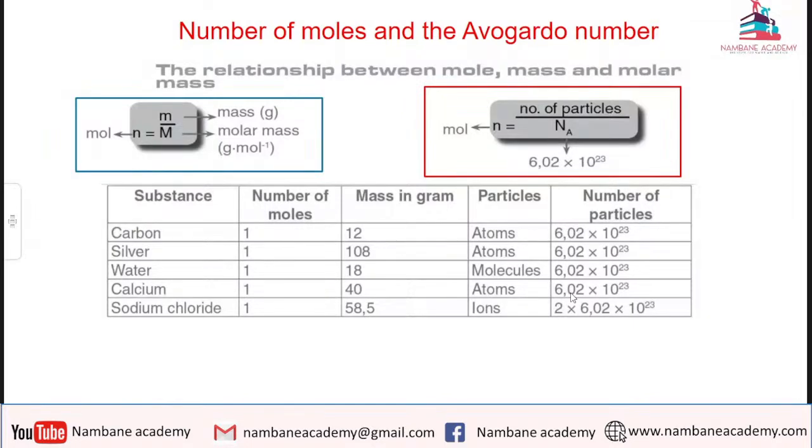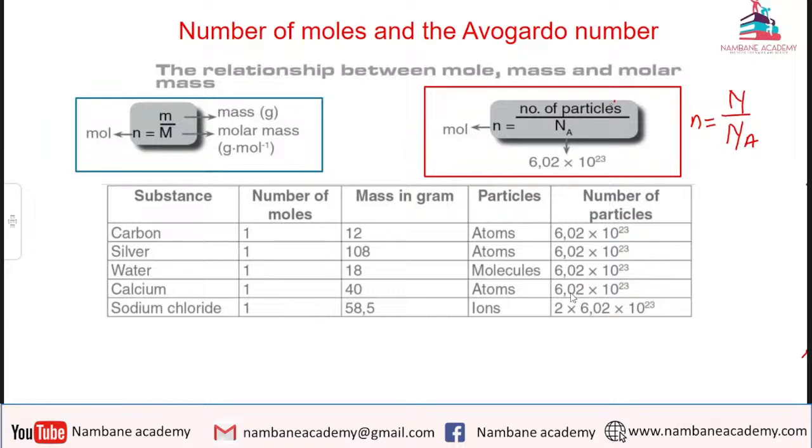What does this say to me? It says these 2 equations that you see on your screen, the one says n is equal to m over M. The other one says n is equal to the number of particles, but this we usually refer to as n is equal to N over N_A.